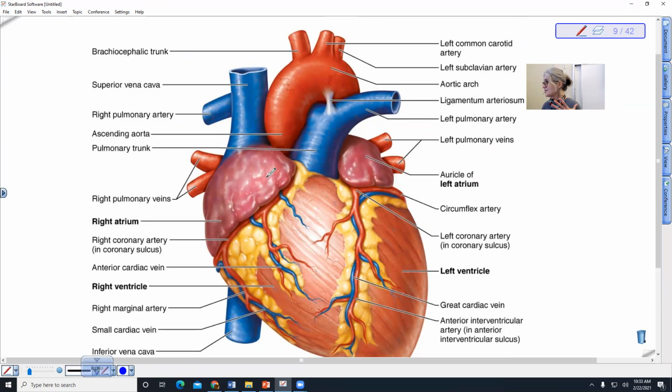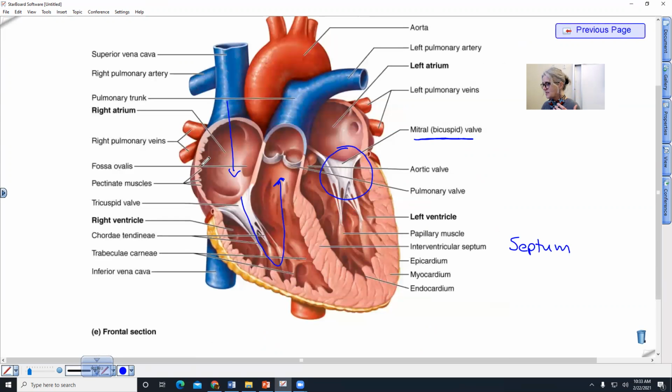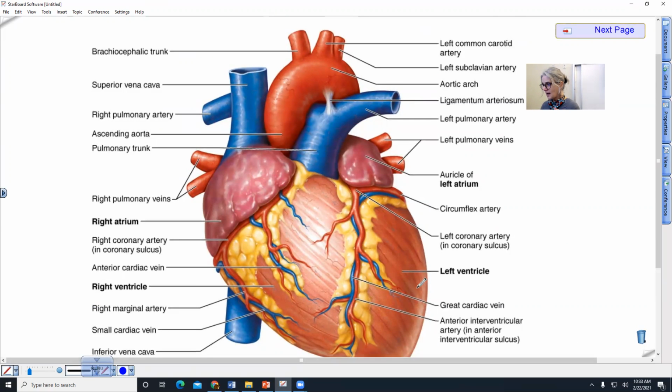This is not the whole atrium. So if we look at this, this is just part of it. It's like a little flap and it has extra space in it. When we dissect the heart, we take off that auricle and you can see that there is a space there, right? So the auricles are part of the atria.